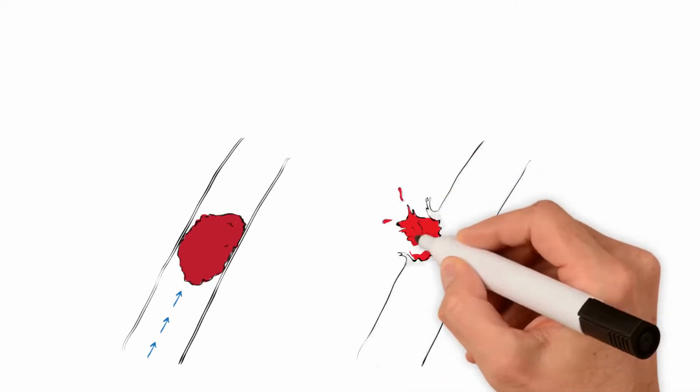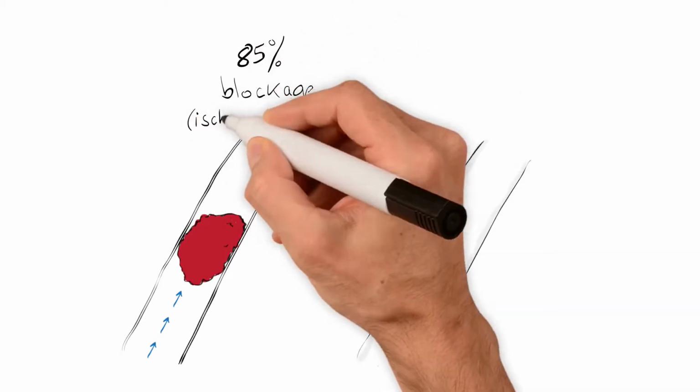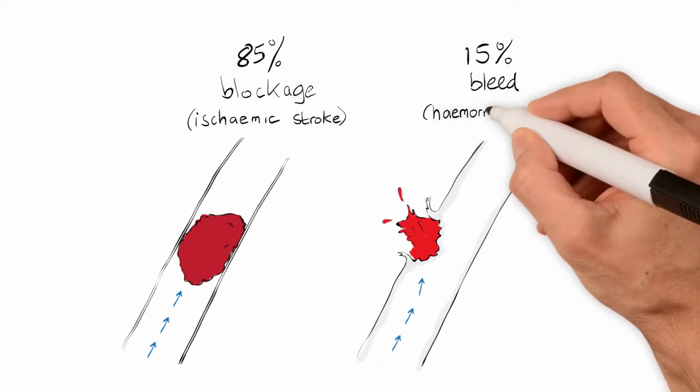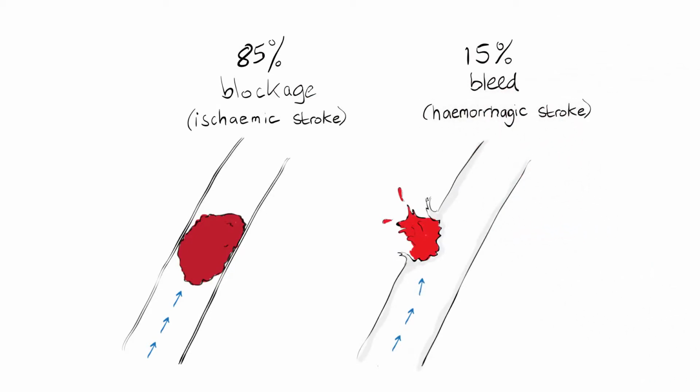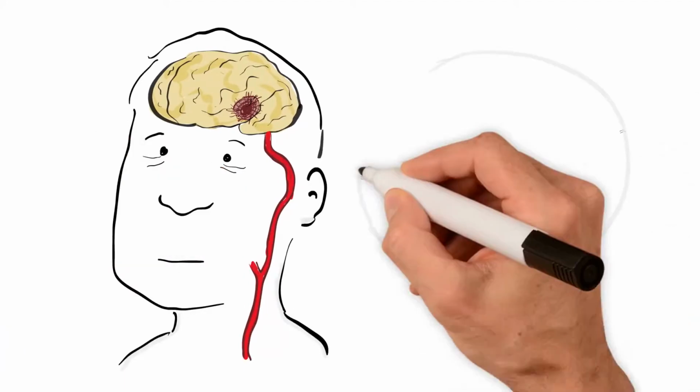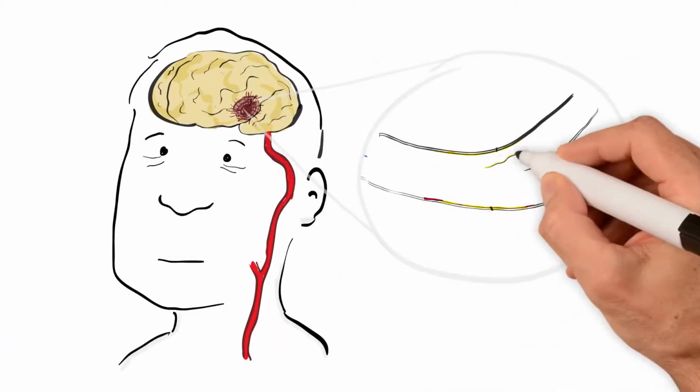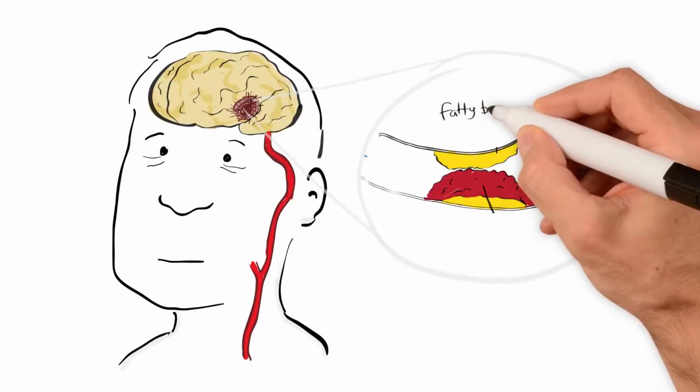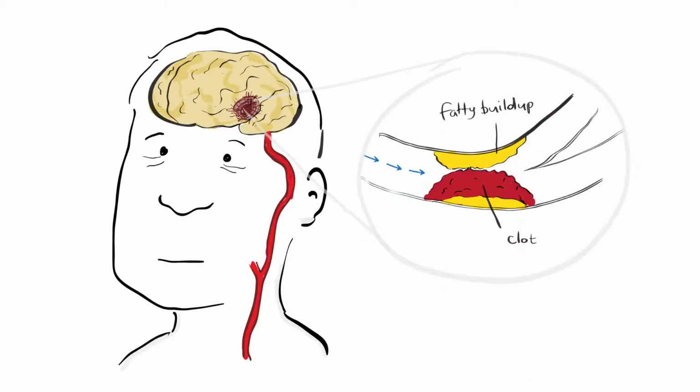They can either be caused by a blockage in the blood vessels, called an ischemic stroke, or a bleed in the blood vessels, called a hemorrhagic stroke. The most common type of stroke is an ischemic stroke, also known as an embolic stroke. Embolic strokes are commonly caused by the buildup of fatty materials in blood vessels. This fatty buildup may lead to a clot which blocks the blood supply to the brain.